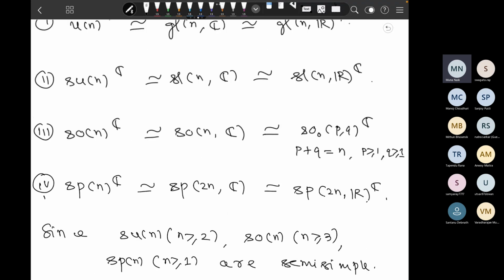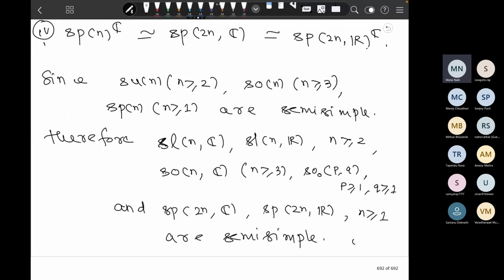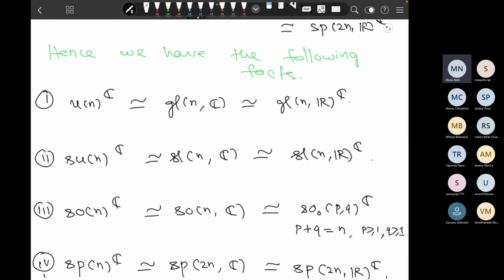Okay, these are semi-simple. How do you prove that SUN, SON, and SPN are semisimple? Because the Lie groups are compact and they have finite center, and if a compact Lie group has finite center, then they are semisimple. So this is the one thing.